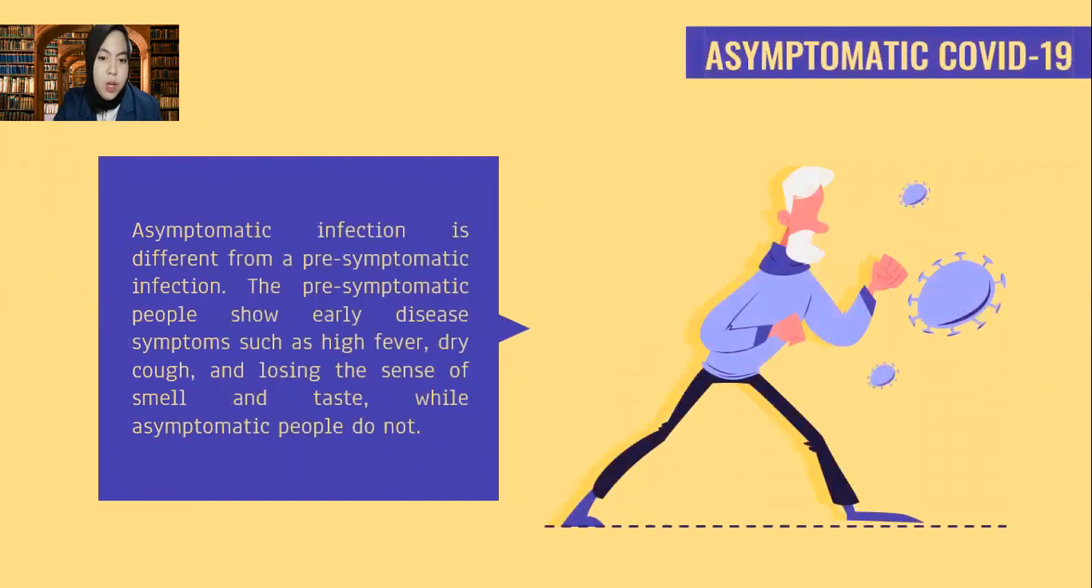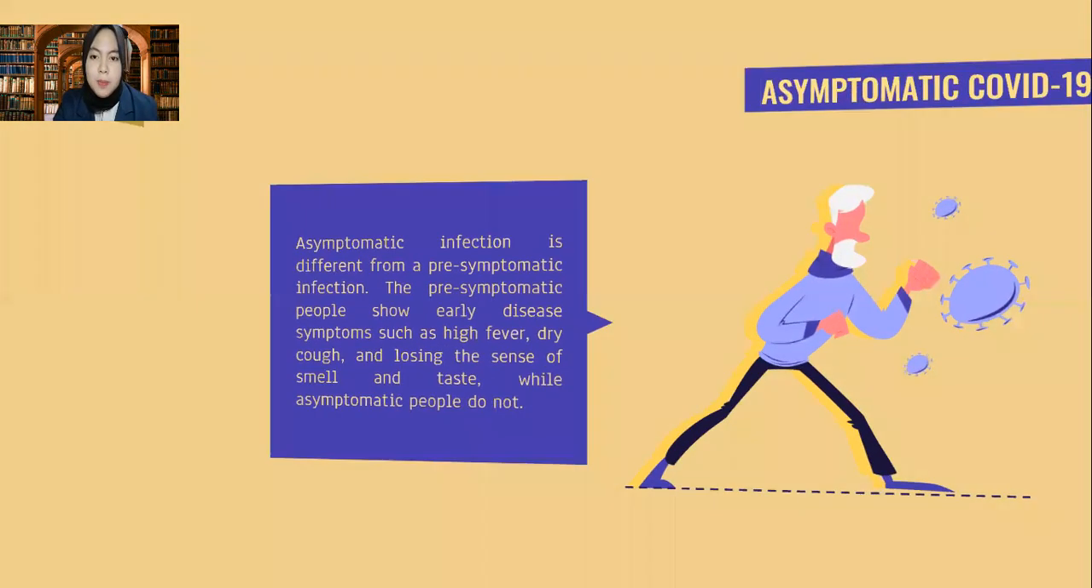Asymptomatic infection is different from pre-symptomatic infection because pre-symptomatic people show early disease symptoms such as high fever, coughing, and losing the sense of smell and taste. But asymptomatic people don't exhibit any of these symptoms, so they are naturally like a healthy person while they are carrying the virus. They are like the bridge, like the stepping stone for the virus. They unknowingly spread the virus because they feel healthy, but they have the virus in them. That's why detecting asymptomatic people is very important to reduce the transmission rate of COVID-19.